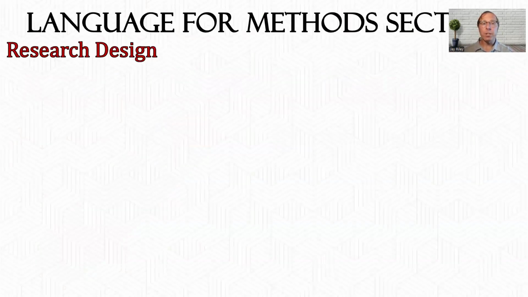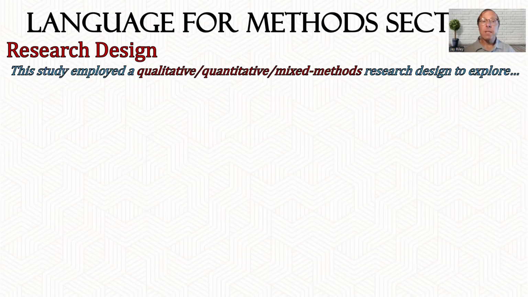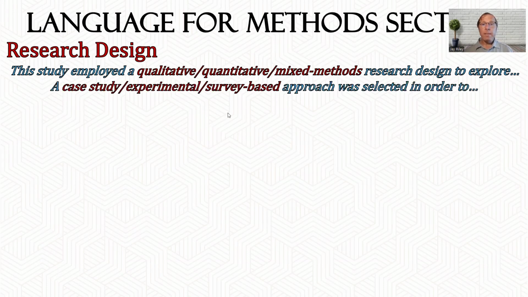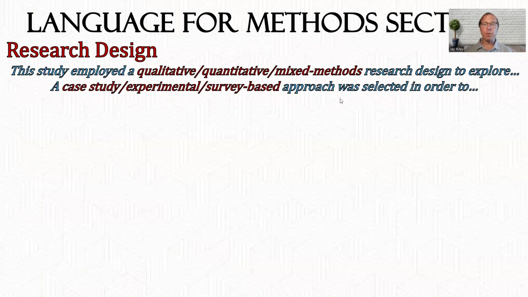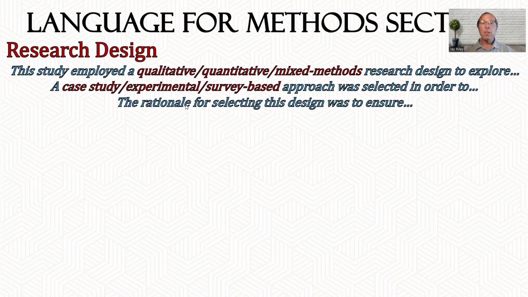When we talk about our research design, we can say, this study employed a qualitative, a quantitative, a mixed methods research design to explore whatever topic it is that we're exploring. And then what type of approach did we take? A case study, an experimental, a survey-based approach was selected, an ethnographic approach was selected in order to. The rationale for selecting this design was to ensure, you want to tie this back to your research questions.